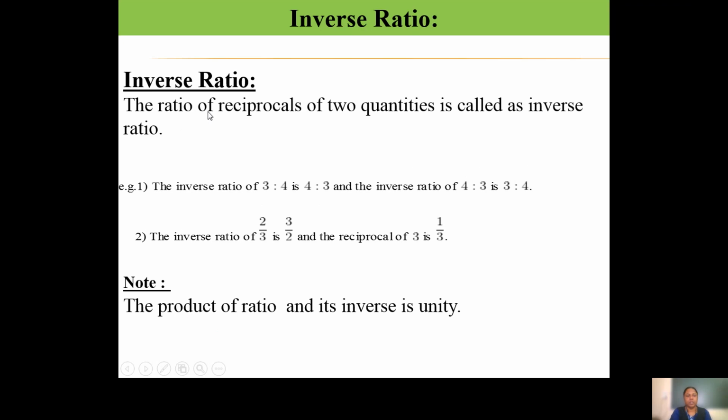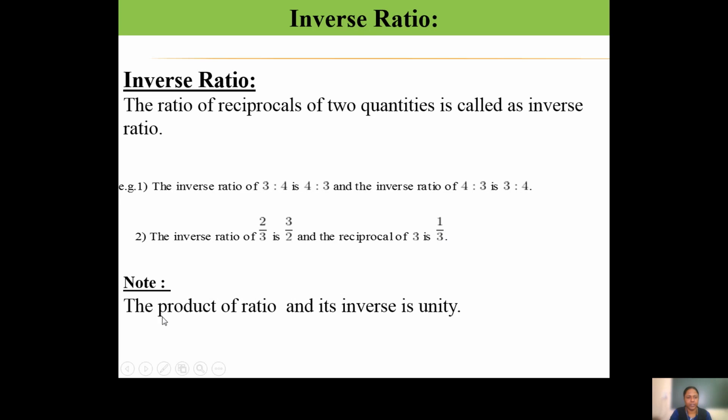Next is inverse ratio. The ratio of the reciprocals of two quantities is called the inverse ratio. Simply we have to just take the reciprocal of the original ratio. So in the example, the inverse ratio of 3 is to 4 is 4 is to 3, and the inverse ratio of 4 is to 3 is 3 is to 4. Next, the inverse ratio of 2 is to 3 is 3 is to 2, and here the reciprocal of 3 is 1 is to 3. So simply it is the same as the inverse ratio.